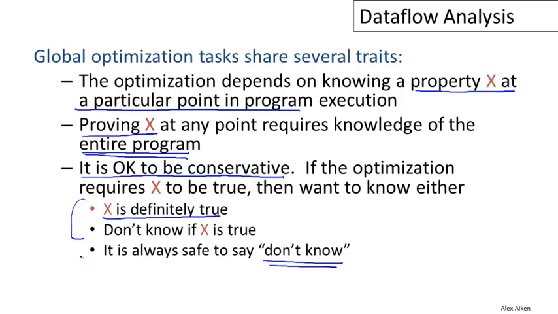So having approximate techniques, or techniques that don't always give the correct answer to the questions that we want to ask, is okay as long as we are always right when we say that the property holds, and otherwise we just say that we don't know whether the property holds or not.